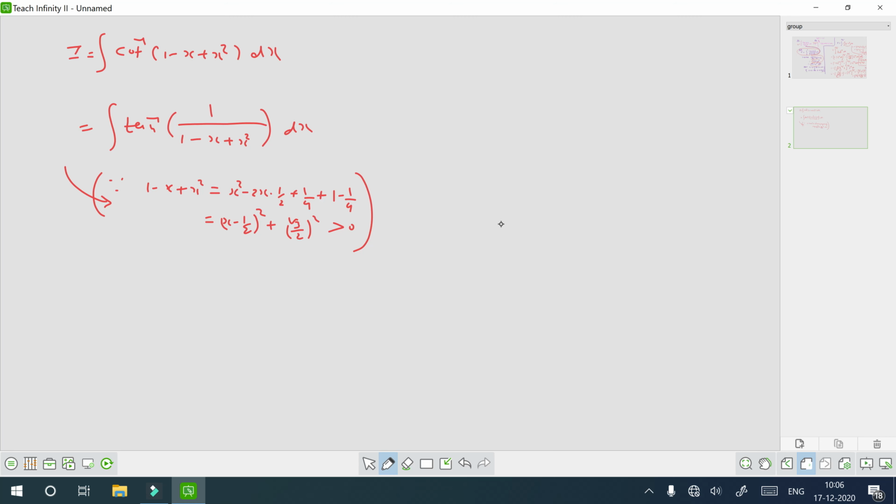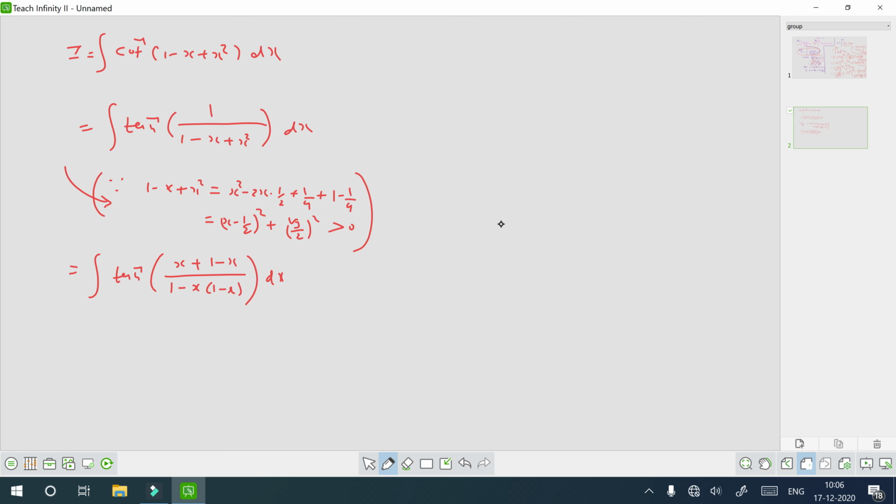Now that is equal to integral tan inverse. See here. Can I write here 1 minus x common? 1 minus x. So can I write here x plus 1 minus x into dx? Yes, we can write it.